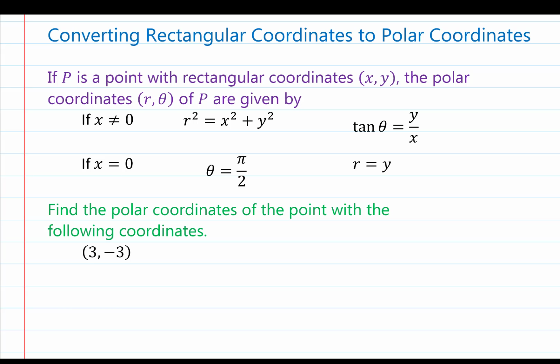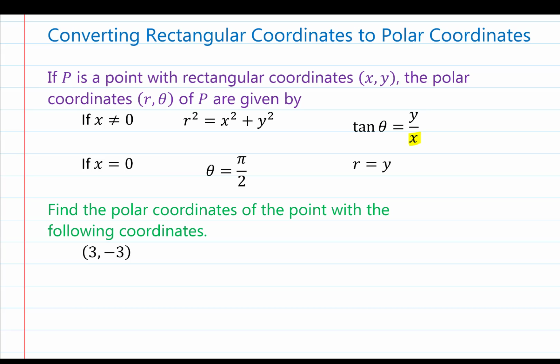As a result, if P is a point with rectangular coordinates x, y, the polar coordinates r, theta of the point P are given by, if x is not equal to 0, r squared is equal to x squared plus y squared. Tangent of angle theta is equal to y over x. However, if x does equal 0, that means that tangent of theta is undefined. As a result, if x is equal to 0, then we know theta is equal to pi over 2 and r is equal to y.